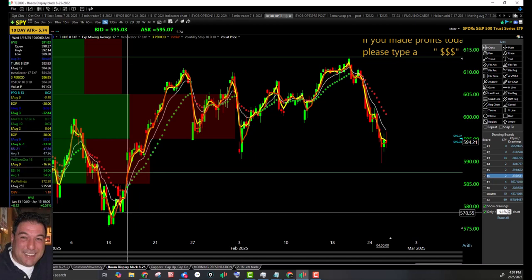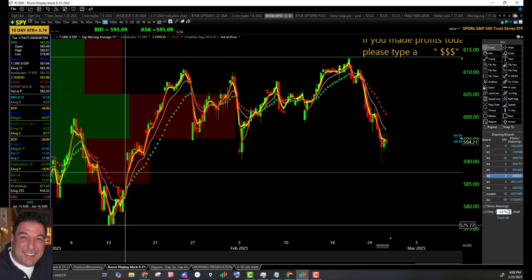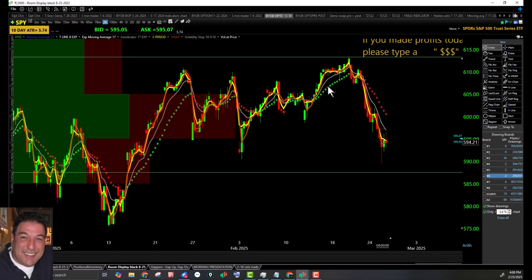which is at 578.55, or this one right here, 575.77. Okay, just saying that that's probably where we're going to head if we break below this tail. Okay, chances are we could hold right here and work our way back up towards the middle ground. All right, that would be the midpoint.